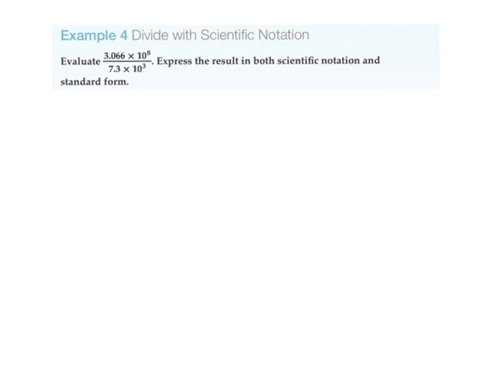Now we want to do scientific notation with division. So we're going to divide our numbers. If we take 3.066 and divide it by 7.3, we get 0.42. And if we subtract our exponents, we'll get 10 to the 5th power.